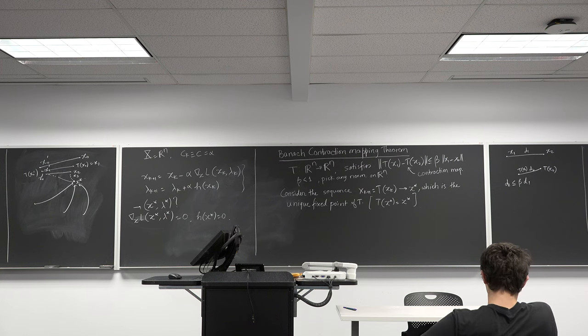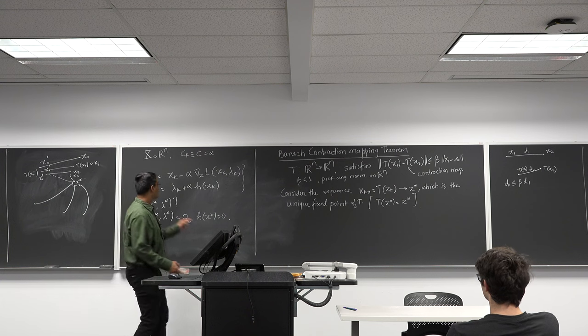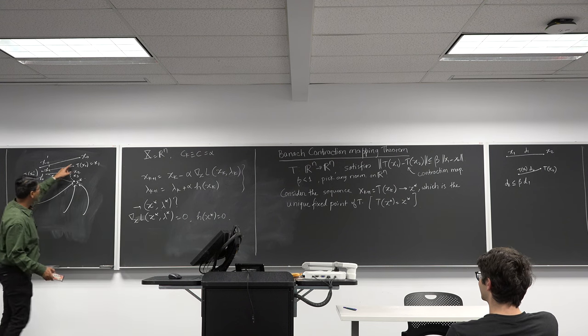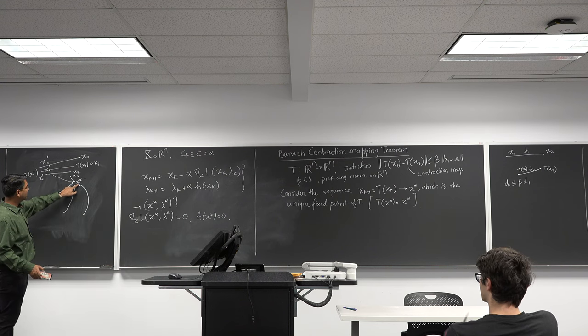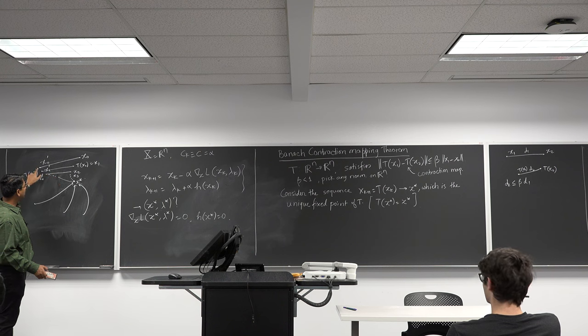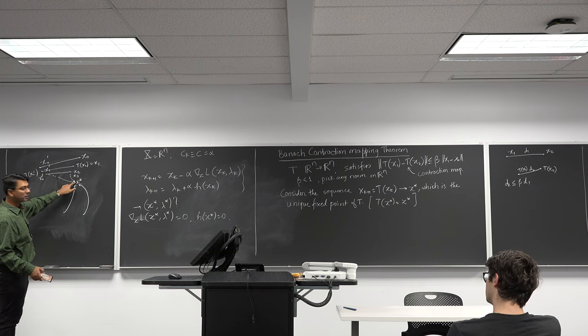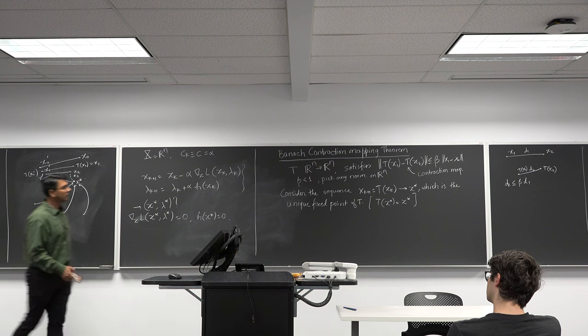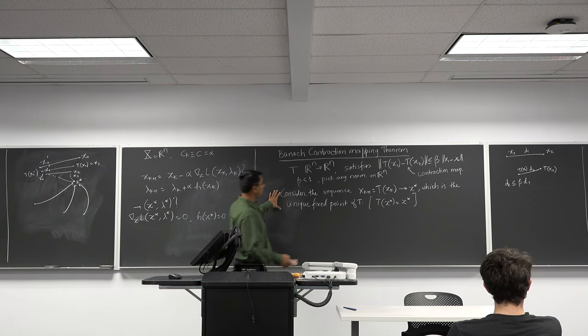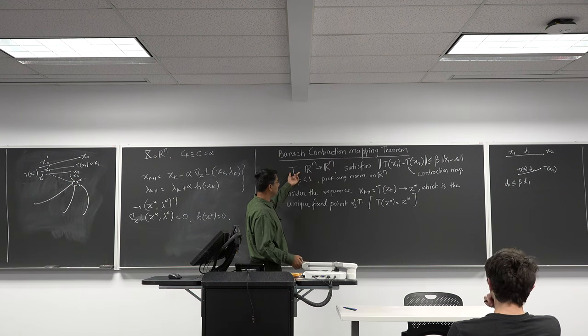Okay, so there are two things happening here. The first thing is, if I look at one sequence, that sequence is converging to X star. If I construct another sequence, it's also going to converge to the same point. And if I construct another sequence, it's going to converge to the same point. So the contraction mapping theorem is saying you have a contraction map.